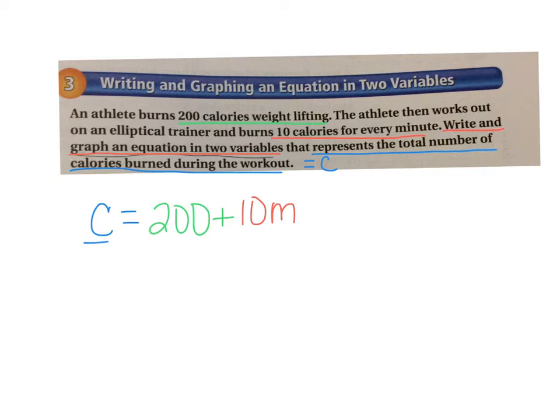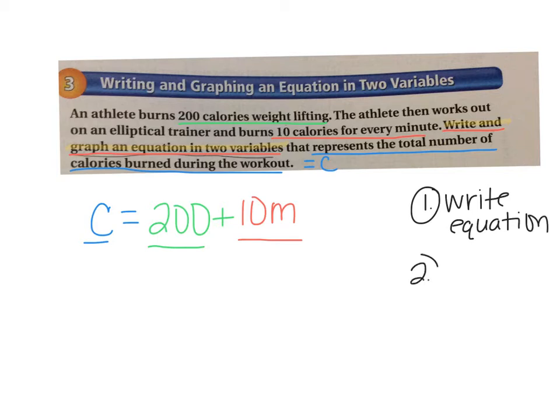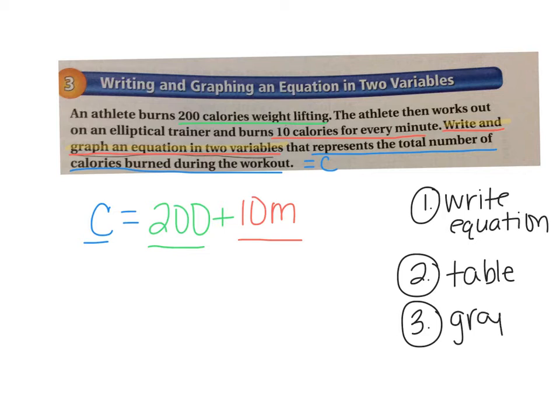Again, this is the number of calories burned after burning 200 calories while weightlifting plus 10 calories for every minute on the elliptical. So I've written my equation, and now I'm going to graph my equation. Here's the thing though, you guys. On these problems that say write and graph an equation in two variables, you're actually going to do three things. You're going to write your equation like we did. Then you're going to make a table like I showed you on the previous example. And once you have the table done, you'll take the information from the table and graph it. So your directions have two parts, write and graph an equation, but you're really going to do three things because you're going to write your equation, you're going to make your table, and then you're going to make a graph.